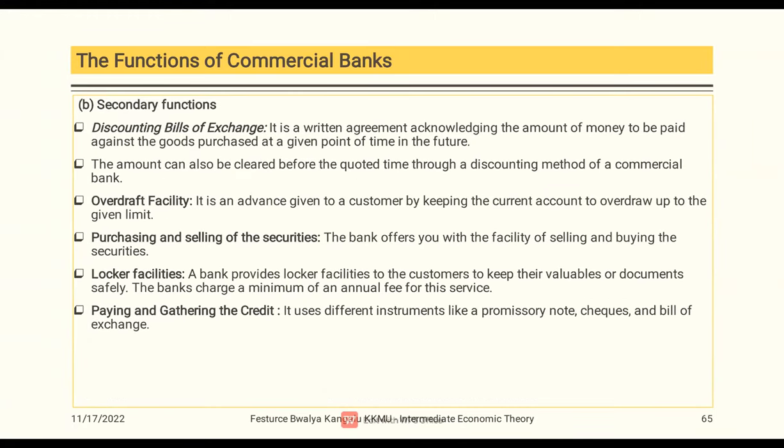Okay, the secondary functions. Discounting bills of exchange. It is a written agreement acknowledging the amount of money to be paid against goods purchased at a given point of time in the future. A written agreement that acknowledges the amount of money to be paid against goods that are purchased at a given point in the future. You're following, right? This is usually called the bills of exchange.